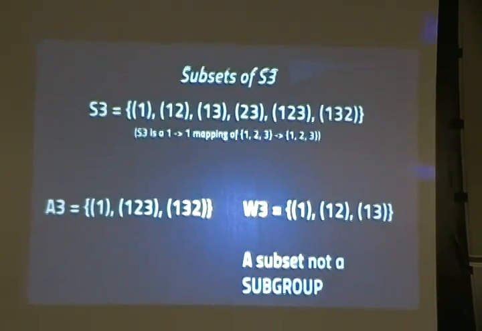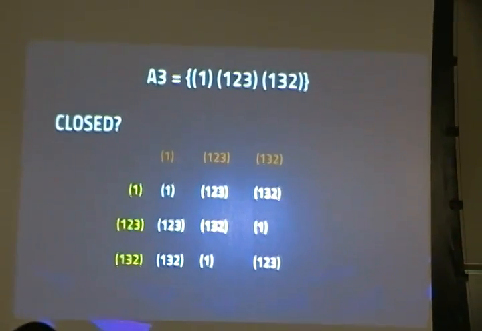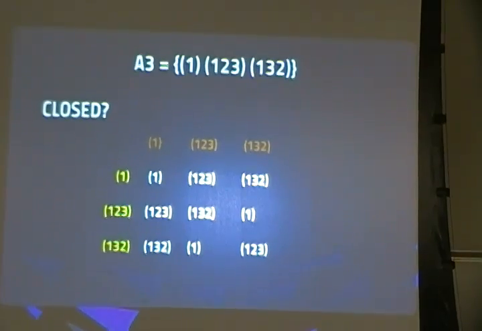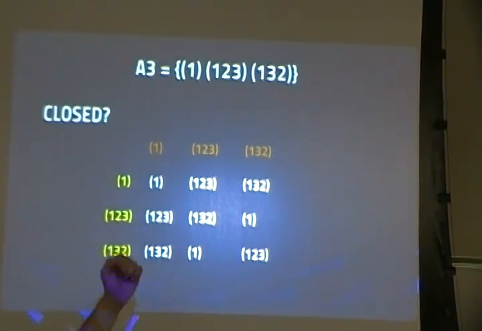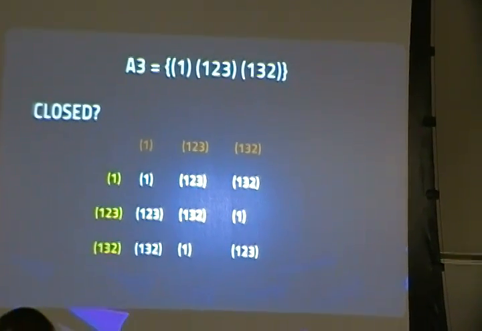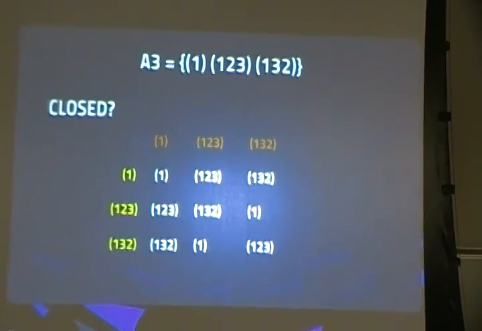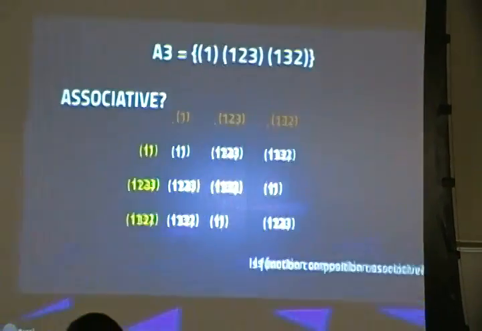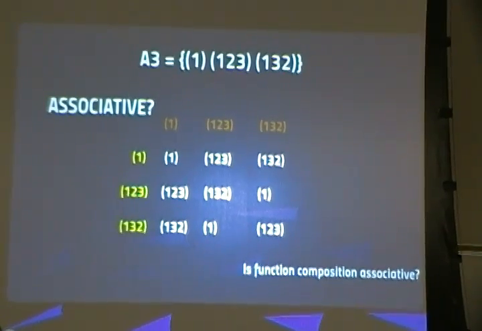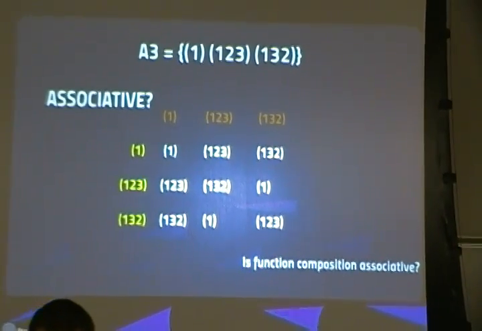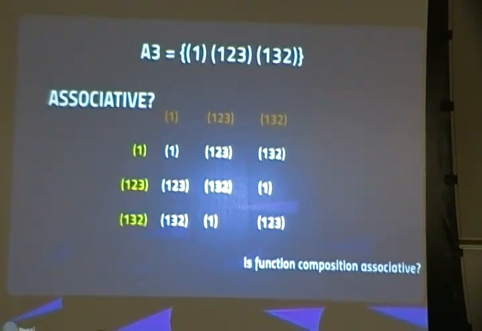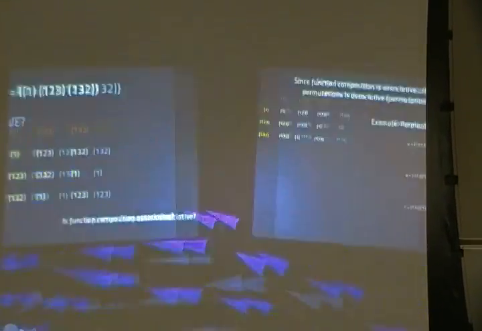Moving forward to checking if A3 is a subgroup, we're going to first start with closure. As you can see, when orange is permuted with yellow, you get elements that were in the original set A3. Therefore, it is closed. To check associativity, we need to know that the composition of functions is in fact associative. We've done proofs with it before and have shown that function composition is associative.